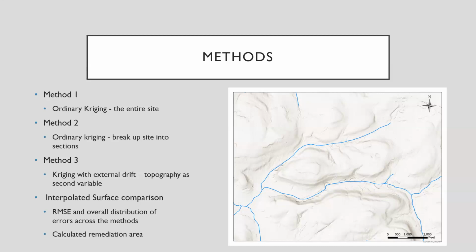To determine that kriging with external drift is a suitable method to interpolate the data, an exploration of the relationship between lead levels and elevation will be quantified. The final piece of this analysis will be to compare the interpolated surfaces. The RMSE and overall distribution of errors across the methods will be evaluated, and the final calculated remediation areas will be considered.